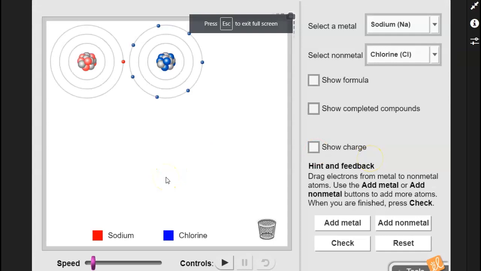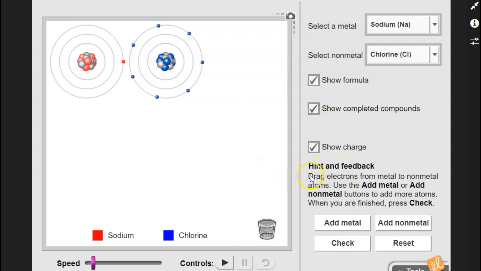And what I have here is pictures of 2 atoms. You can see that there's a nucleus and there's electrons in these energy levels, and it's only showing the electrons in the outside. These other inside energy levels would be full of electrons too. It starts me off with 1 metal and 1 non-metal. And I can click these buttons here to show the formulas of things and the charges and all that stuff if I want to.